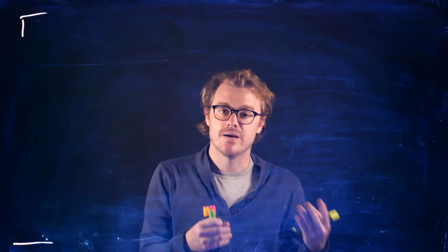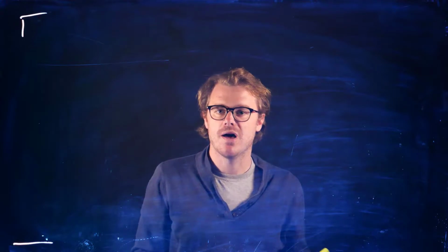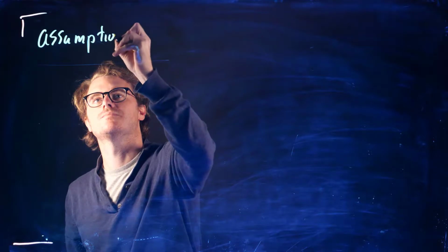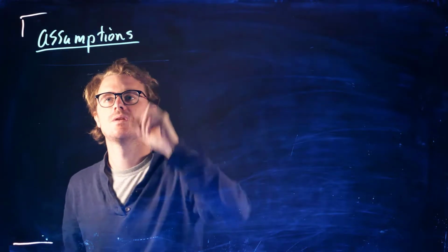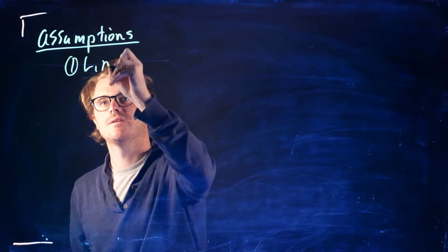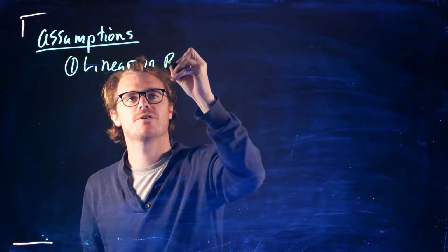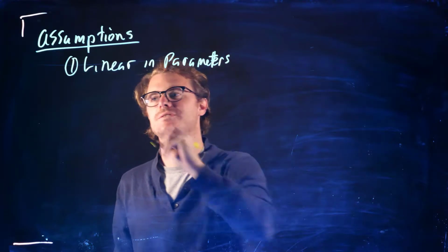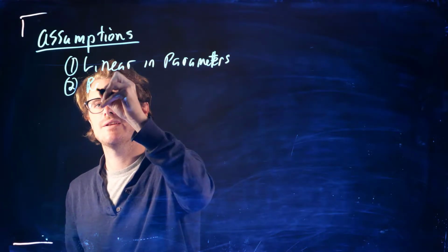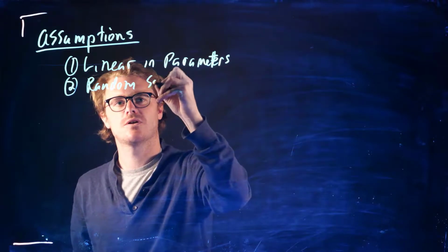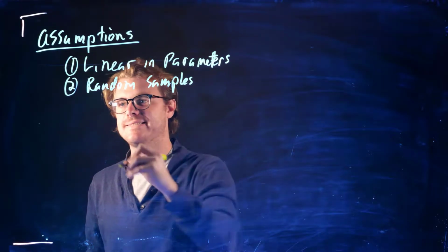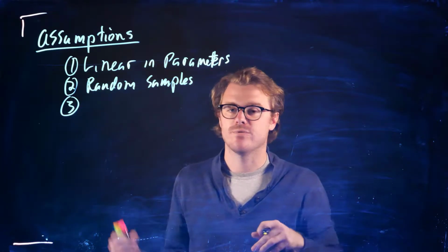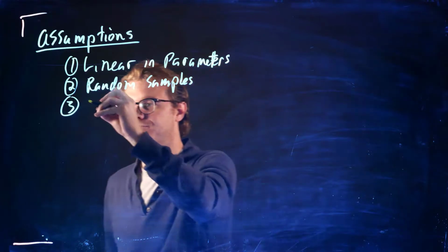So now let's talk about the assumptions that we're going to make when we do all this hypothesis testing. So, assumptions. The first one is that our regression is linear in parameters. Two is that we have a random sample, or all of our y's and x's are IID. The third is that we have no perfect multicollinearity if we have a multiple regression.